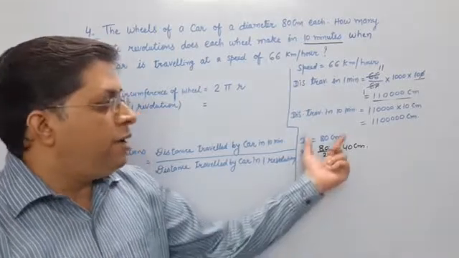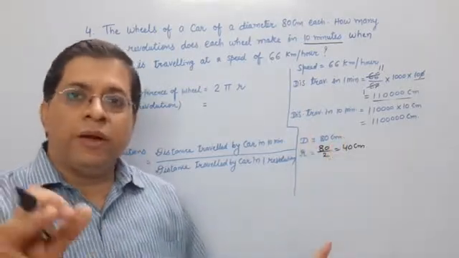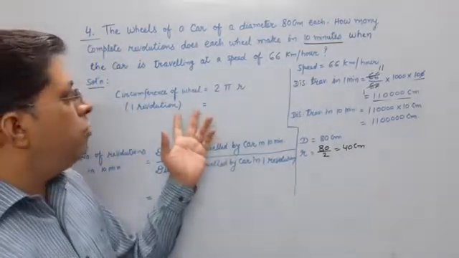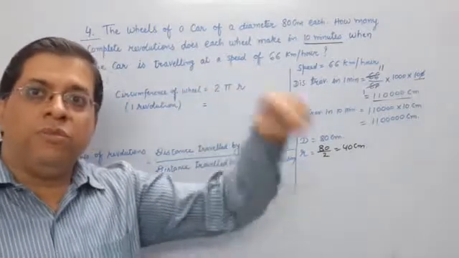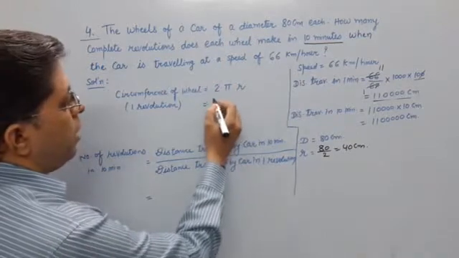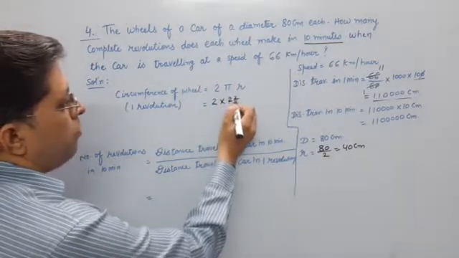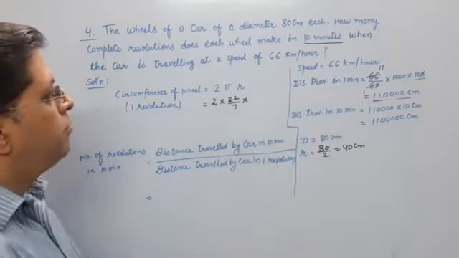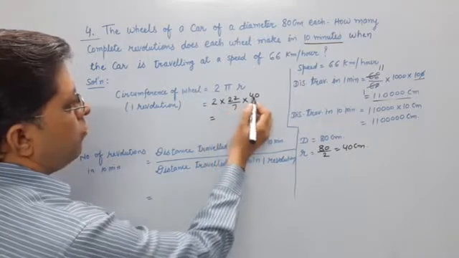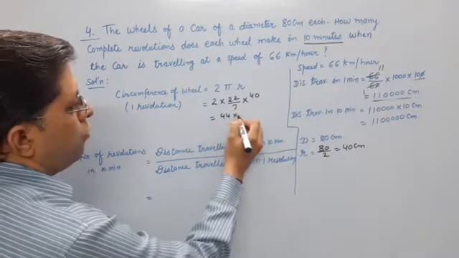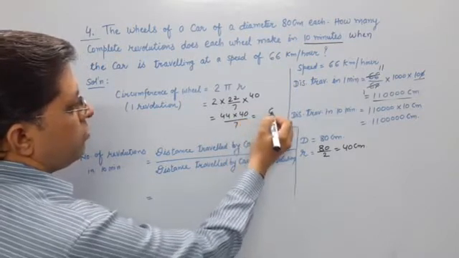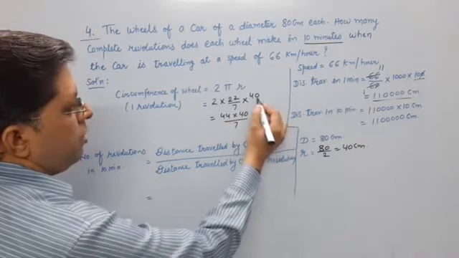Okay. Now the diameter is given to you, 80 centimeter. What will be the radius? 80 upon 2, 40 centimeter. First of all, you have to find one revolution. Revolution means circumference. Circumference is 2 pi r. 2 pi, what is r? Radius is 40. This is 44 into 4 upon 7, 40. Okay, 4 4 is 16, 16 and 1 is 17, and 1 0 is this.